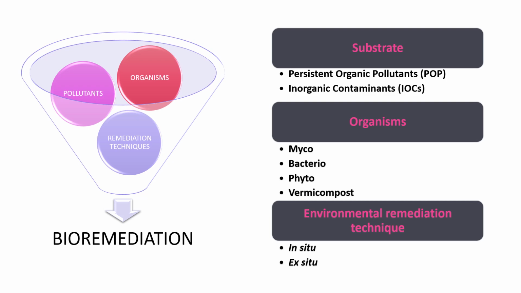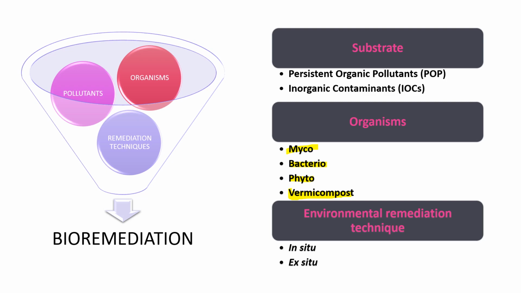According to EPA, that is the Environmental Protection Agency, organic pollutants are called POPs, which are persistent organic pollutants, and inorganic pollutants are called inorganic contaminants, IOCs. In later slides, we'll see what these different pollutants are in depth. Similarly, there are different kinds of organisms that you can use. You can use fungi, we can use bacterial cells, and we can also use plants, which is phytoremediation. And obviously for composting, which is again a decomposition technique, we use earthworms. So we can use different kinds of organisms to remediate an environment.